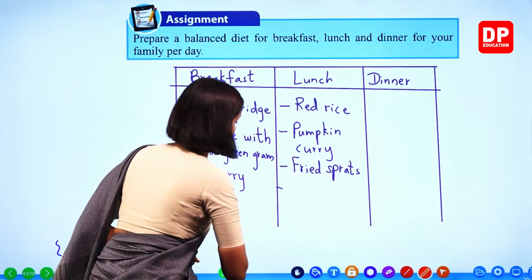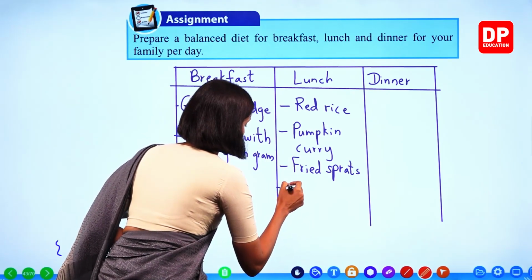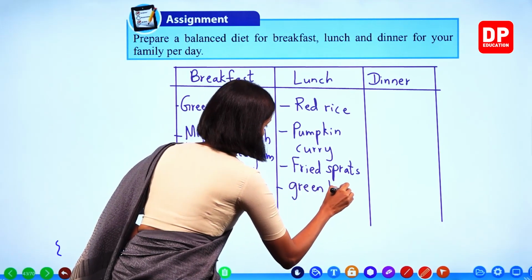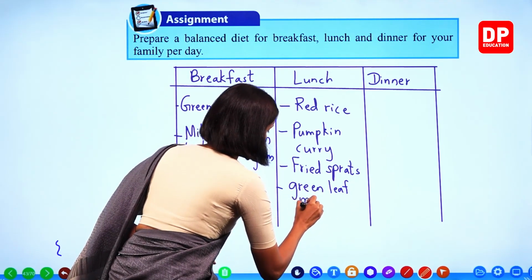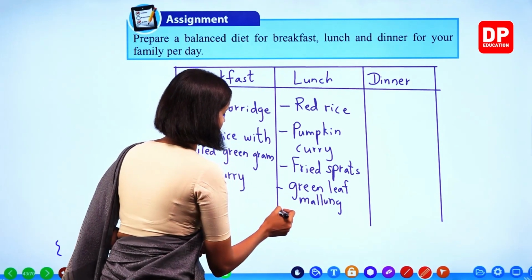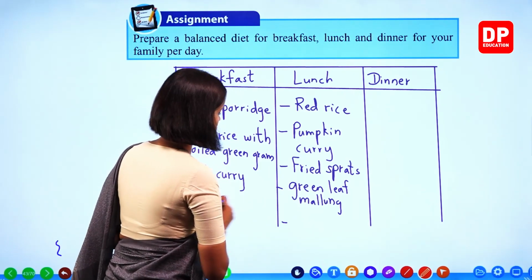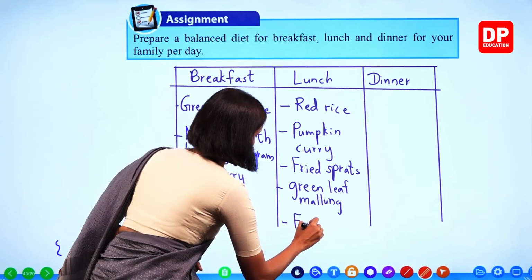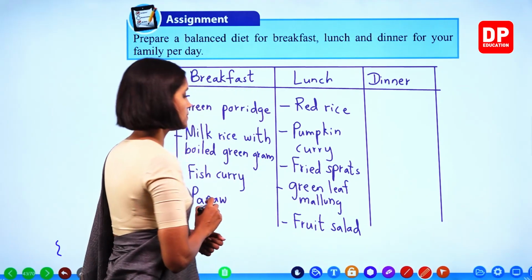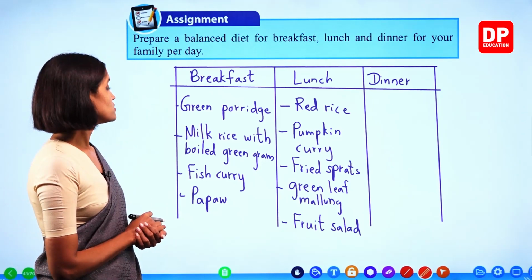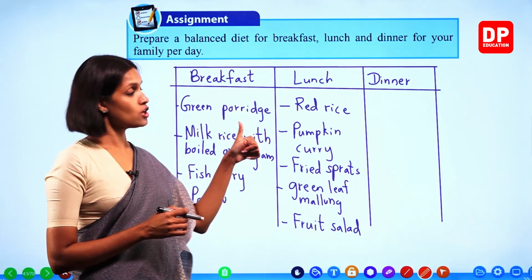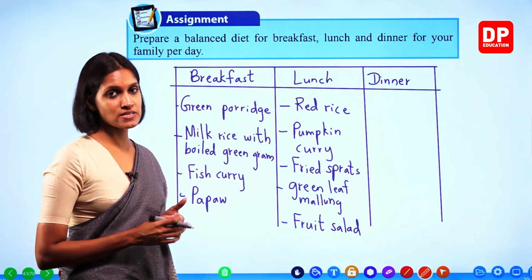Then we can add green leaf mallow, and as a fruit salad. Right, children? So when you consider this menu, there's carbohydrates given by rice, proteins given by sprats, right?